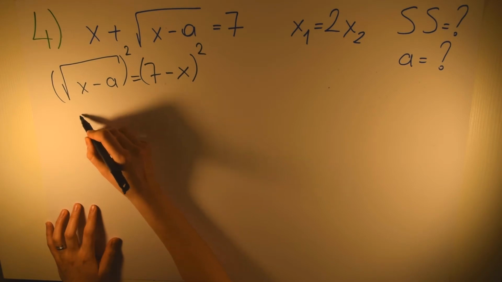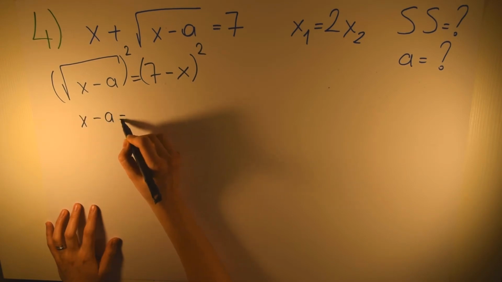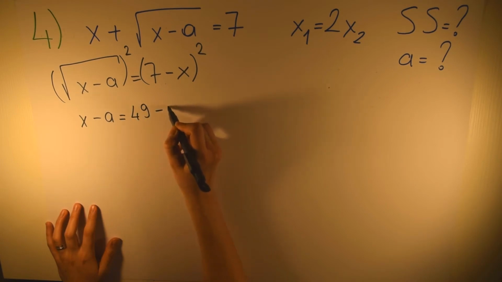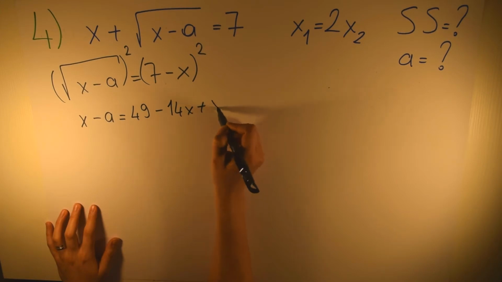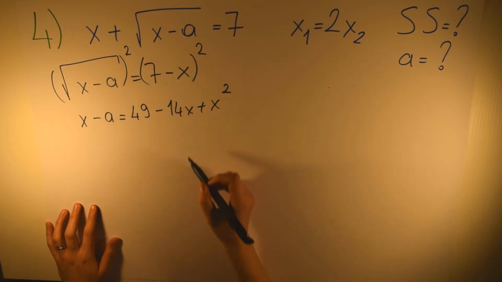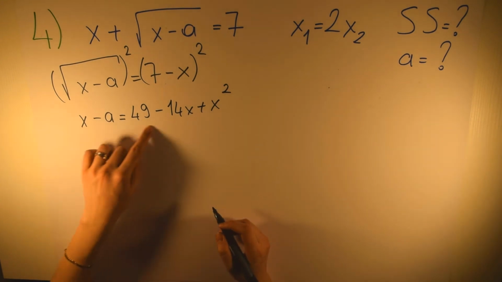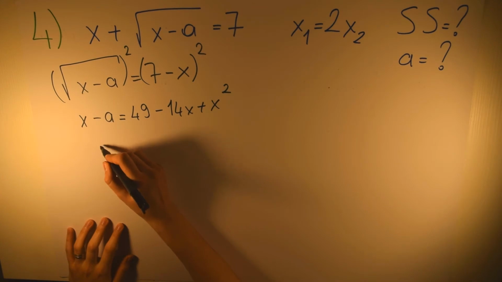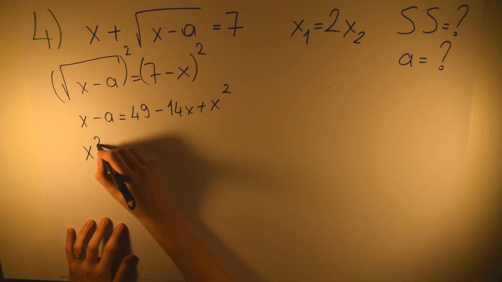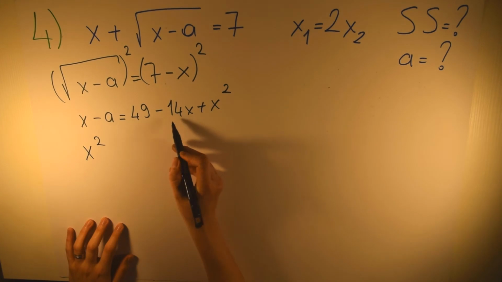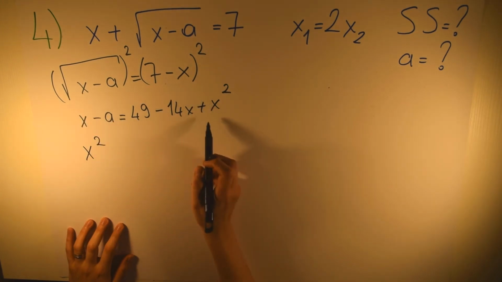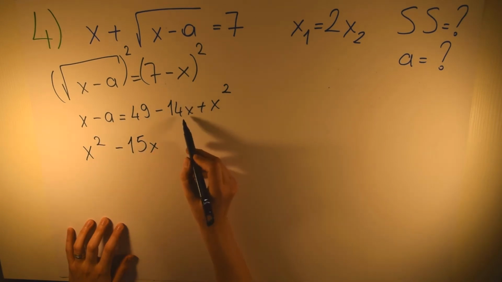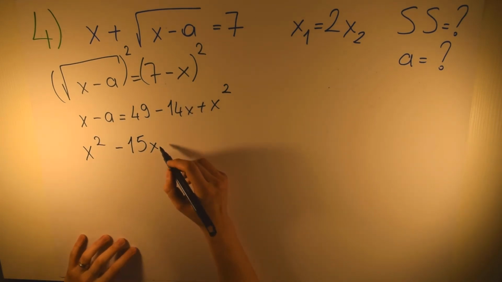and from here I will get x minus a is equal to 49 minus 14x plus x squared, right? When you extend this expression, you'll get this one. And after that, what I do, I write this as a quadratic equation. So it's x squared, it is minus 14x. When I put this x to other side, it goes like minus 15x, because this is minus x and minus 14x. It will become minus 15x.